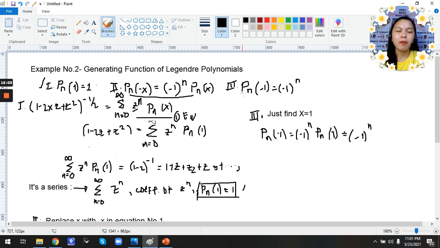Let's go to part 3, and this is the last part. We are going to find x equal to 1. That is so simple for us. So we have P sub n of negative 1 is equal to negative 1 to the n times P sub n of 1, which is equal to negative 1 to the n. This is for number 3.